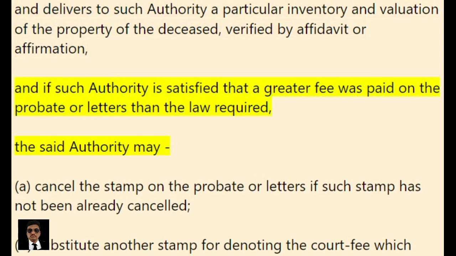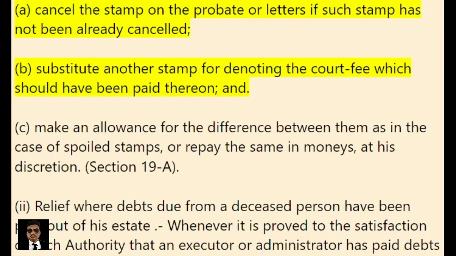And if such authority is satisfied that a greater fee was paid on the probate or letters than the law required, the said authority may: A. Cancel the stamp on the probate or letters if such stamp has not been already cancelled. B. Substitute another stamp for denoting the court fee which should have been paid thereon, and C. Make an allowance for the difference between them as in the case of spoiled stamps, or repay the same in monies at his discretion.